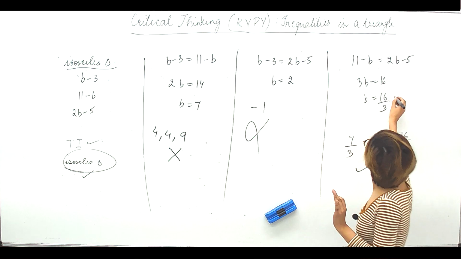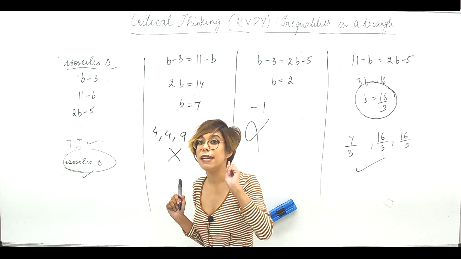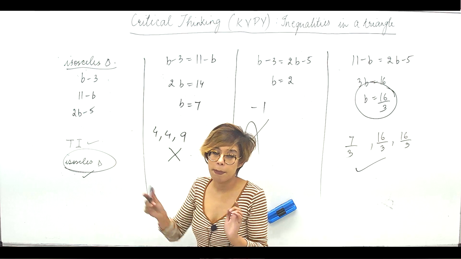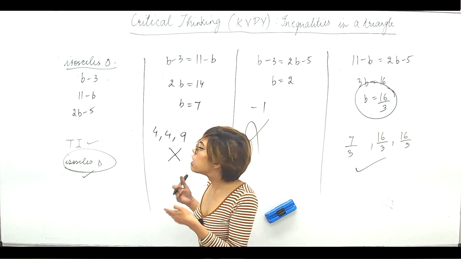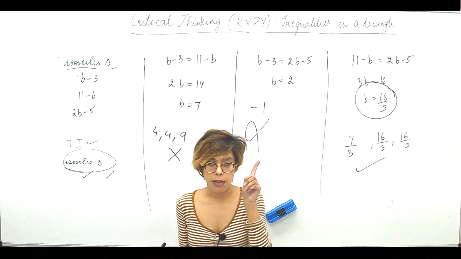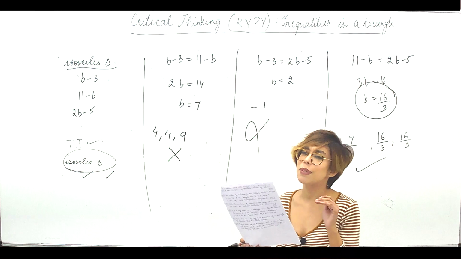That means for b is equal to 16 by 3, for just one value of b, I am getting an isosceles triangle with these sides. So it was easier to start from the isosceles triangle condition. Decision making. Oh, the next one is interesting.